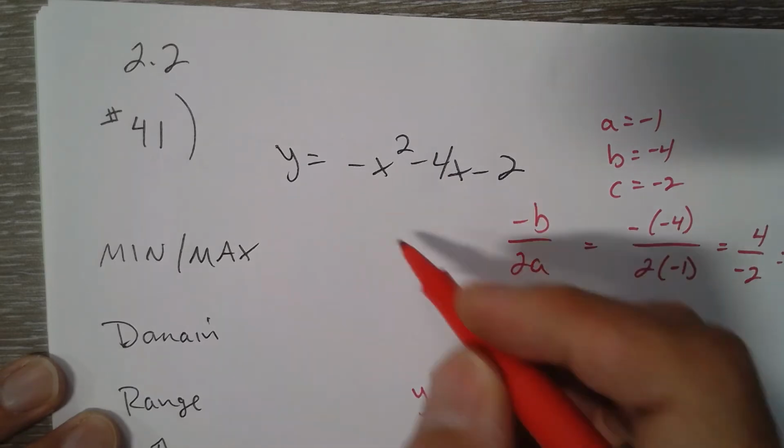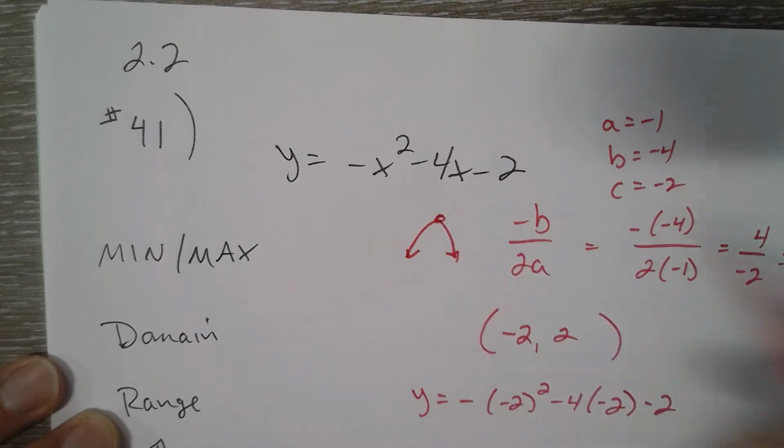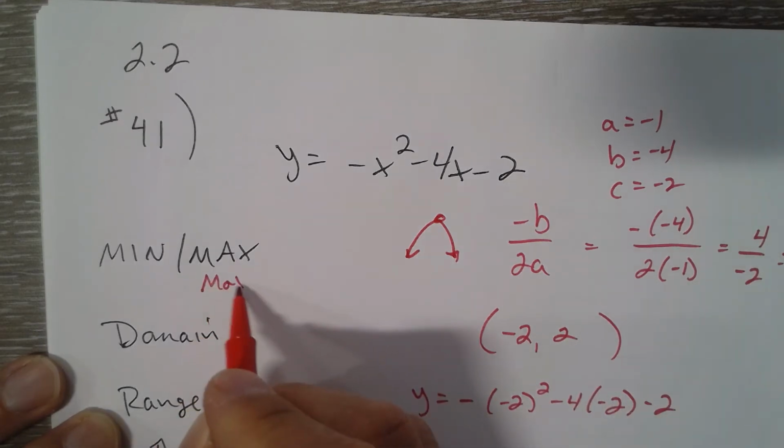This opens down because of the negative out front. So we have a maximum. And the maximum and minimum is always the y value of the vertex, so we have a maximum of 2.